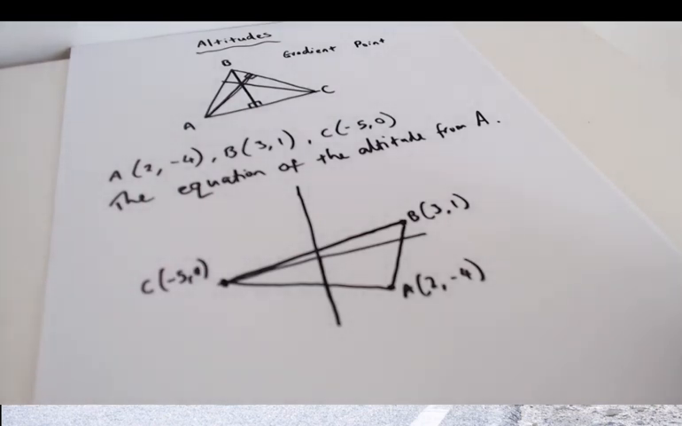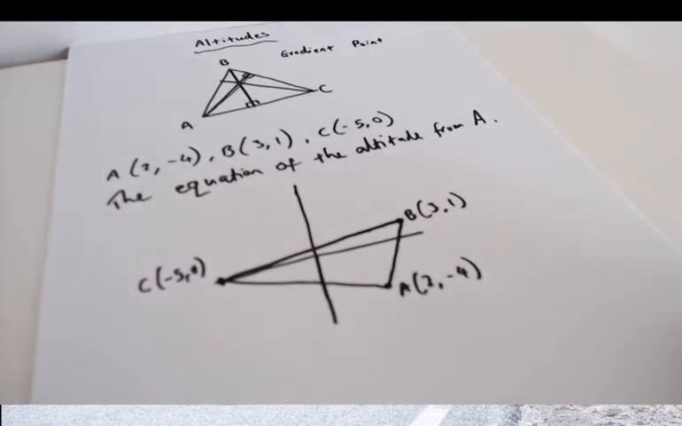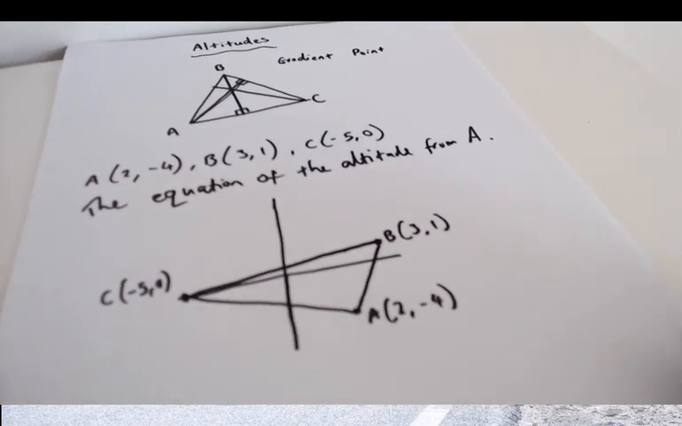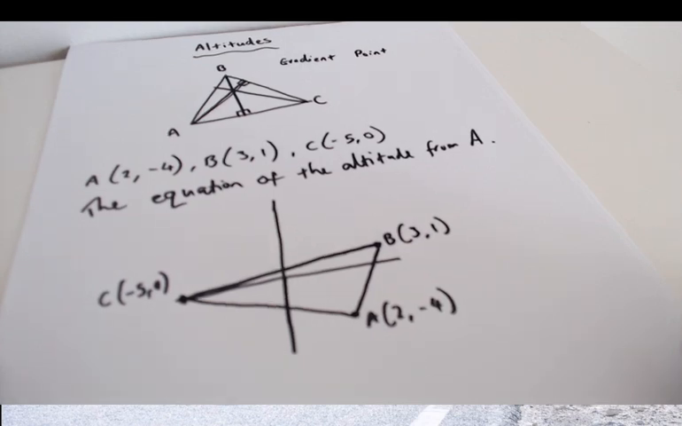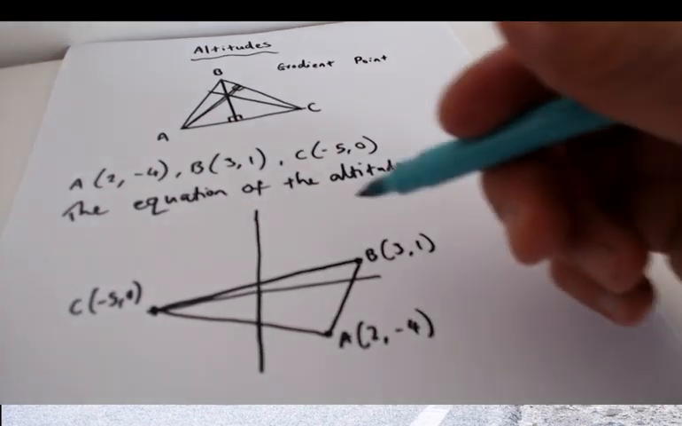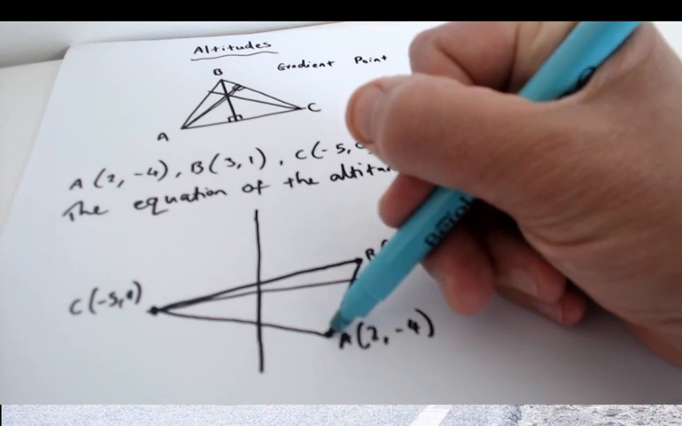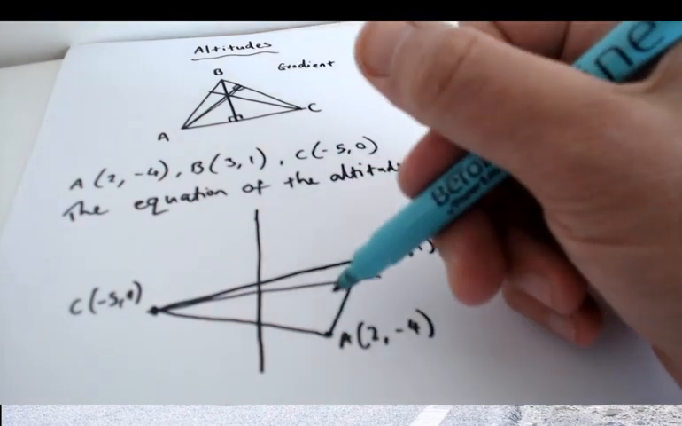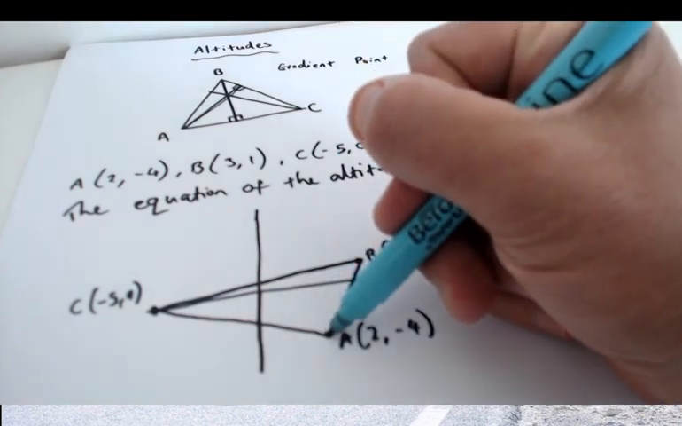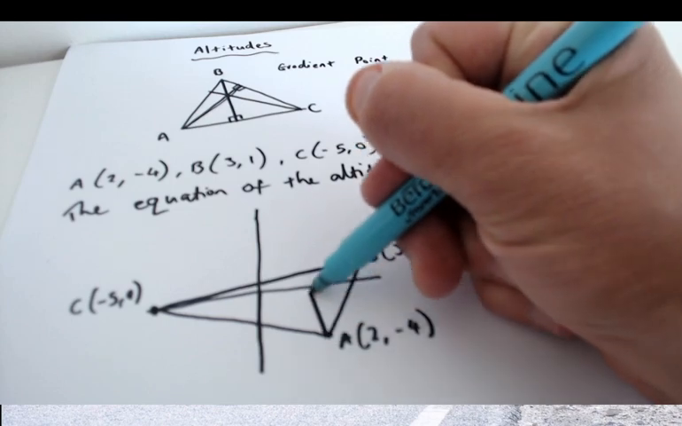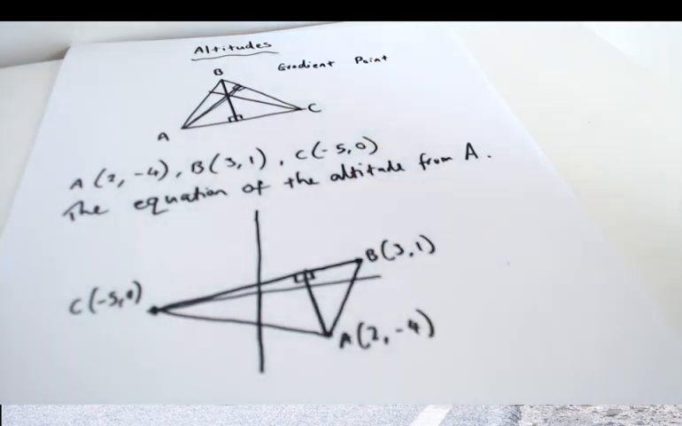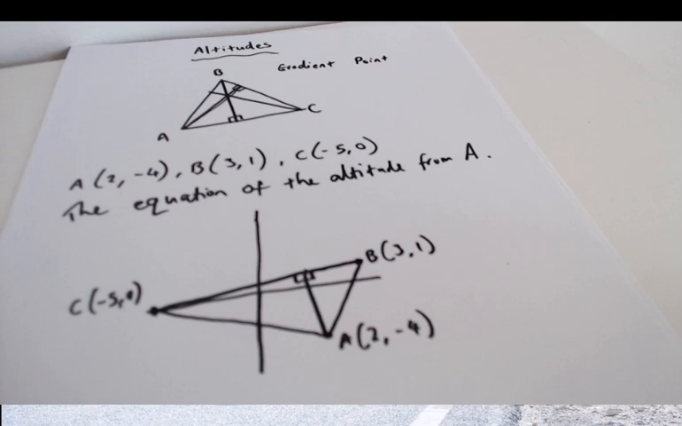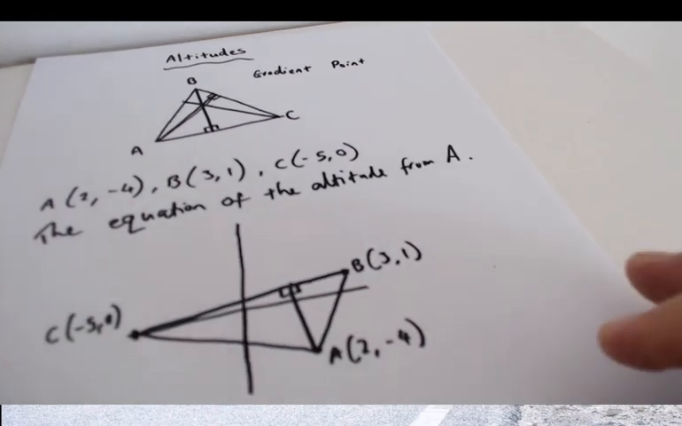Okay, so that's what my triangle looks like. I'm trying to find the equation of the altitude from A. This has not been drawn on the diagram yet. Okay, all I've done is drawn the triangle. So what I'm going to do is I'm going to draw what this altitude would look like. It's got to go to the other side and it's got to make a right angle. Something like that.